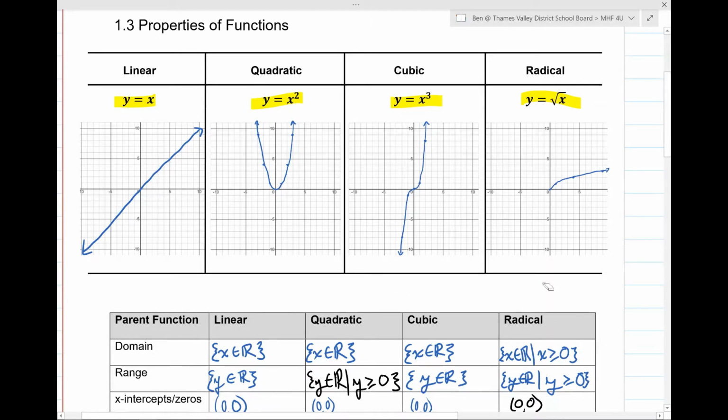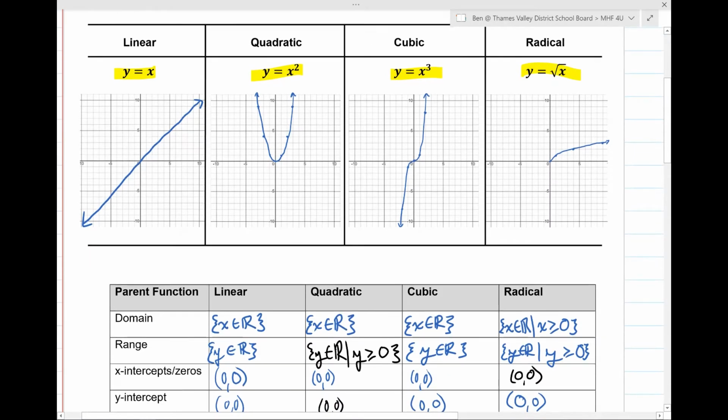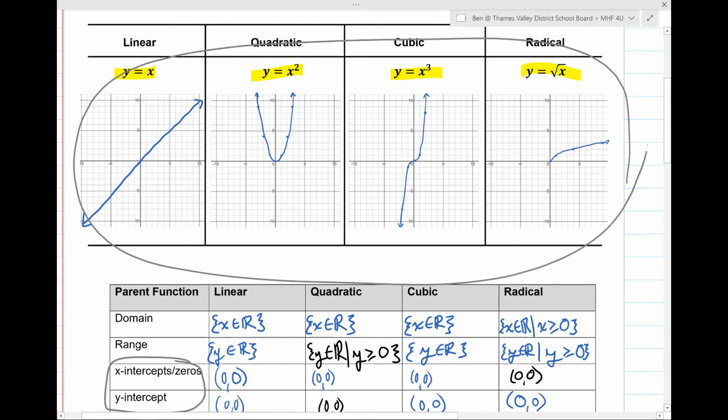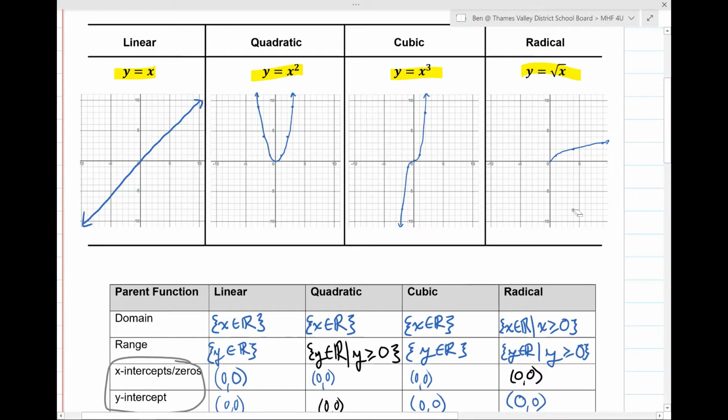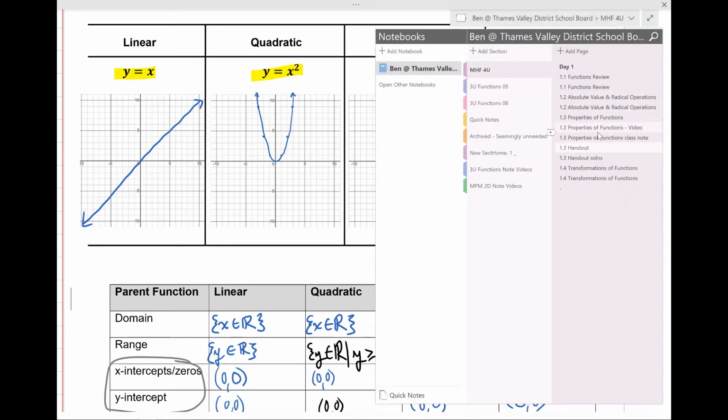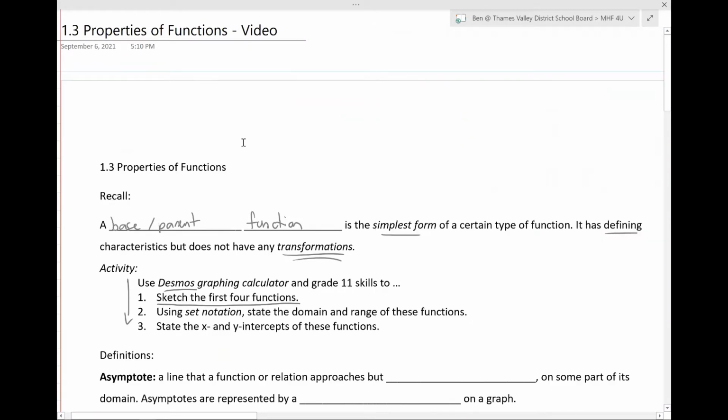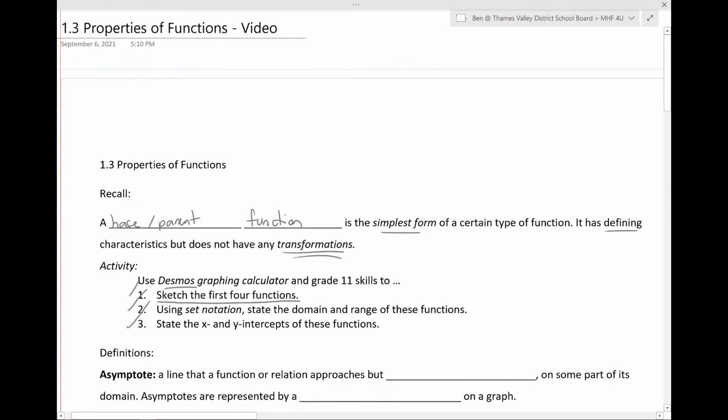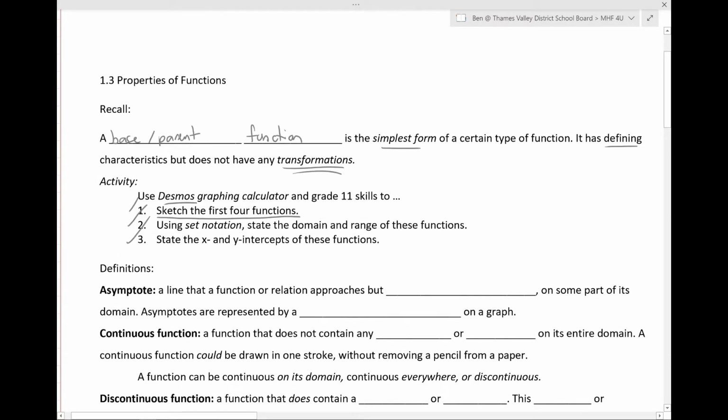Once you've finished that, then I would like you to try that same thing out with x-intercepts and y-intercepts. You should be able to rely on your grade 11 knowledge and skills along with the sketches up here to find the x and y-intercepts there. And once you're finished that, then we go back to our note for a few more definitions that can push us forward. So we're finished all the first 3 parts of this activity. Now we're jumping into definitions.